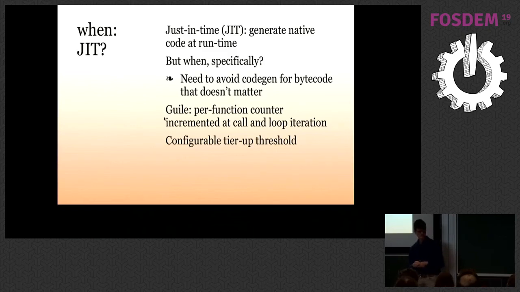So what we have is a counter associated with each function. The function is the unit for which we emit bytecode. And this counter is incremented every time a function is called, and additionally at any loop back edge, or at any target of a loop back edge, rather. And so when this counter overflows some threshold, then that function gets its corresponding native code emitted, and we jump into the corresponding native code. And currently that tier up threshold, it's called tiering up when you move from the bytecode interpreter into corresponding native code, and tiering down otherwise, that's a configurable threshold.